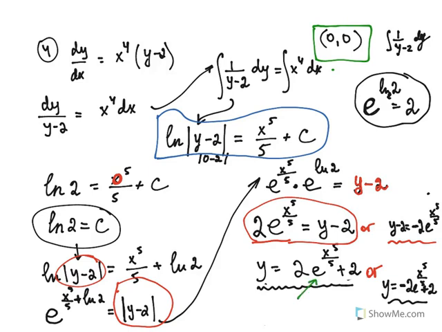So plug in 0. Let's use the first equation. So you get 2e to the power of 0 plus 2. E to the 0 is 1, and the result is 4. That's not what we have. We're supposed to have 0, comma 0. So let's use the second equation. You get negative 2e to the power of 0 plus 2. And e to the 0 is 1, and the answer is 0. So that tells you that this is supposed to be your final answer. In other words, your function is negative 2e to the power of x to the fifth over 5 plus 2. So now we're done.